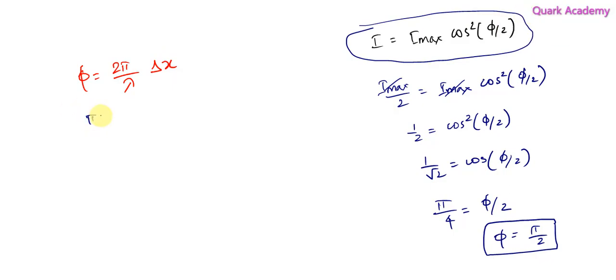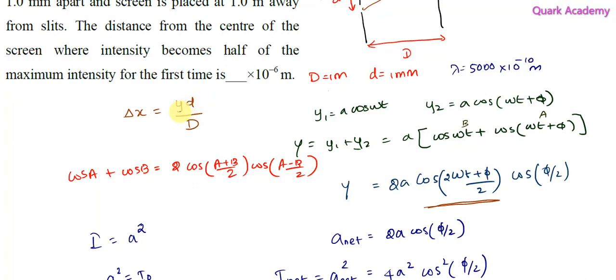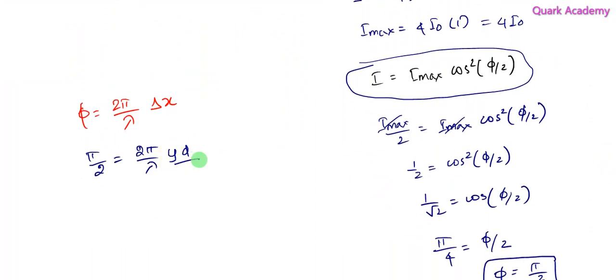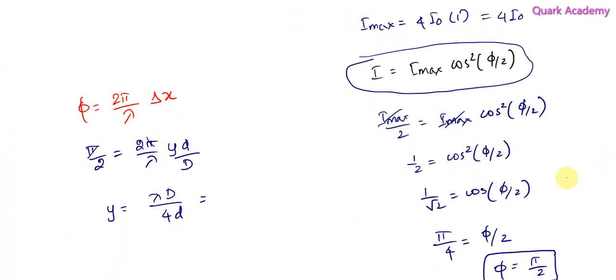Let's substitute phase difference pi by 2, which is equal to 2 pi by lambda. This path difference we should remember for the Young's double slit experiment: small d y by capital D. Okay, we need y only. Let's cancel this pi. Y will become lambda D by 4d. I think we have all the data. Let's substitute one by one. This is 5000 into 10 power negative 10.